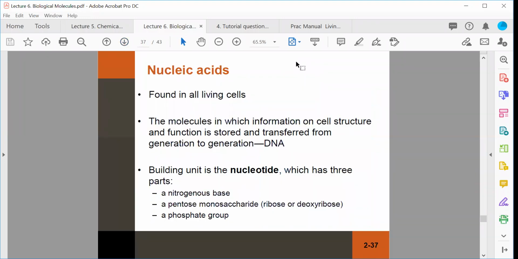All right, and now we come to our final group of biological background molecules, the nucleic acids. Nucleic acids, what are we talking about here? What are the 2 major types? We're talking about DNA and RNA. These are found in all living cells. All living cells contain DNA and RNA.